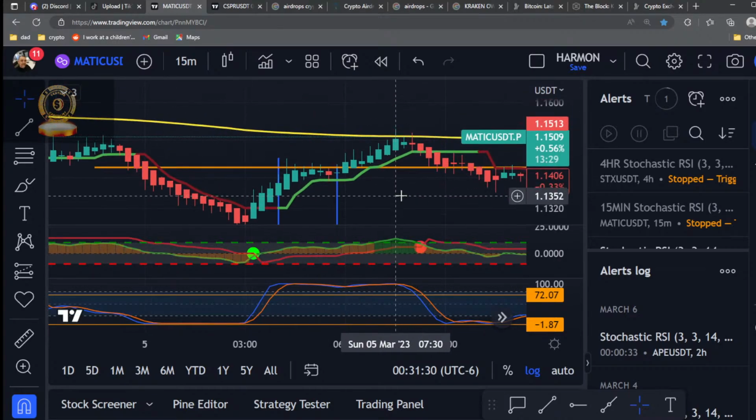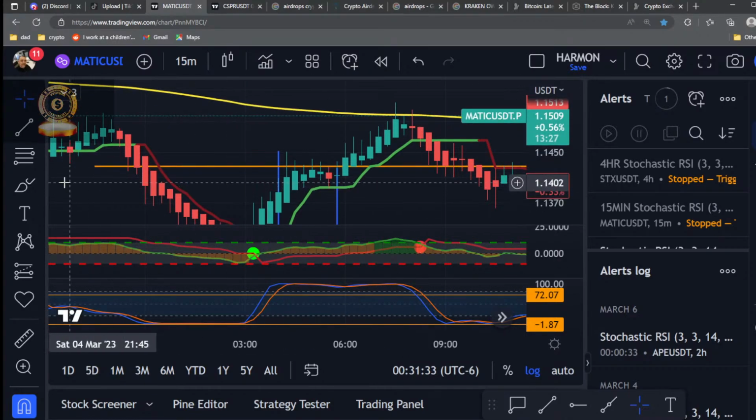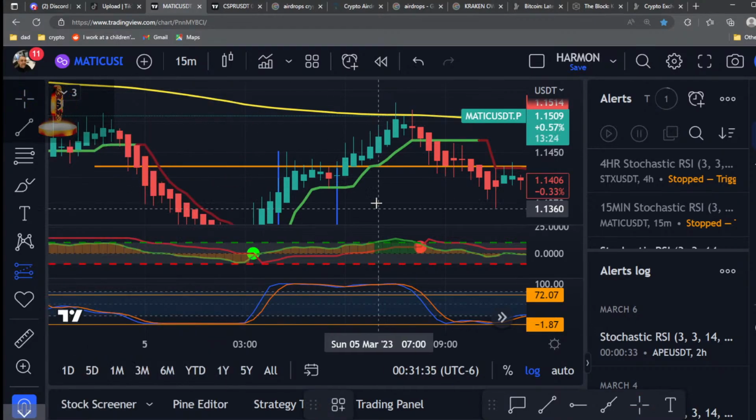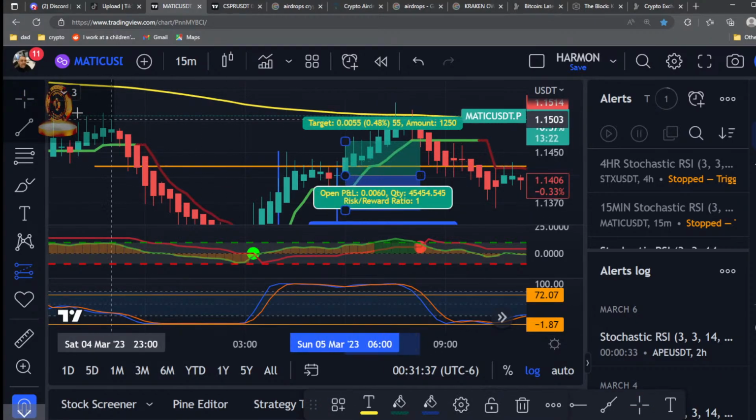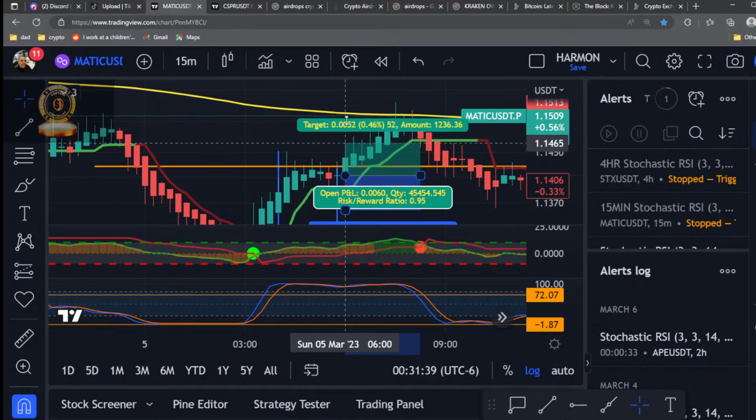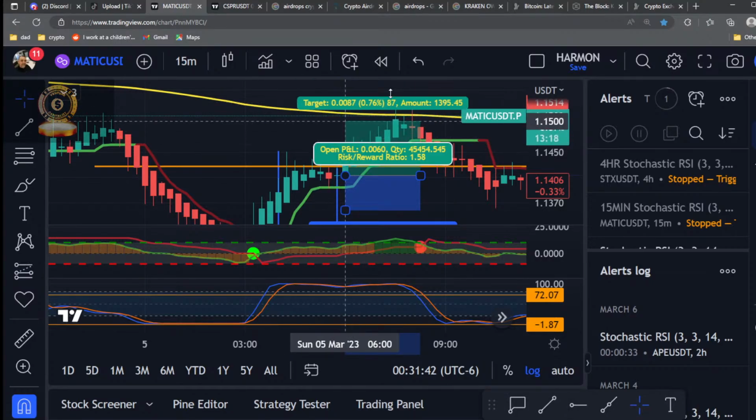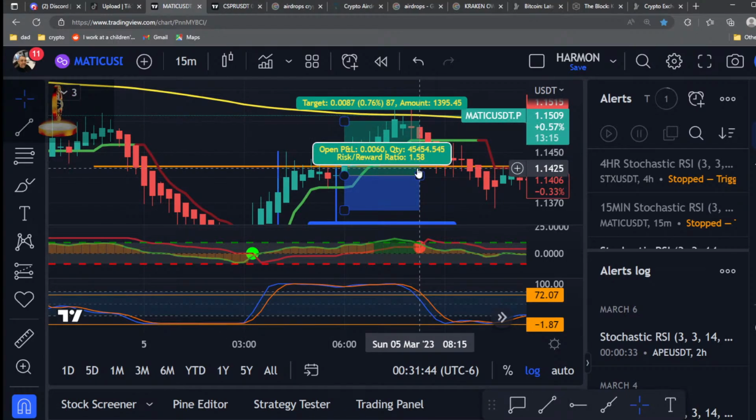Now, does this trade make money? Let's see if we just play the 5 minute without the 15 minute. You get in this trade here. Let's see how much you would have made. It's a 0.5, maybe 0.6. I mean, it is a winning trade.